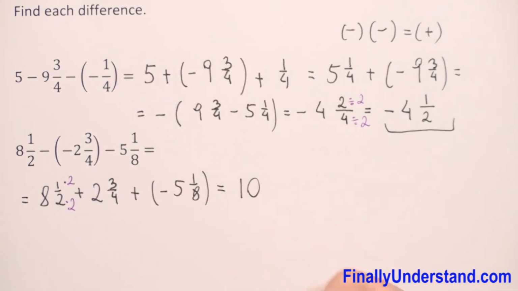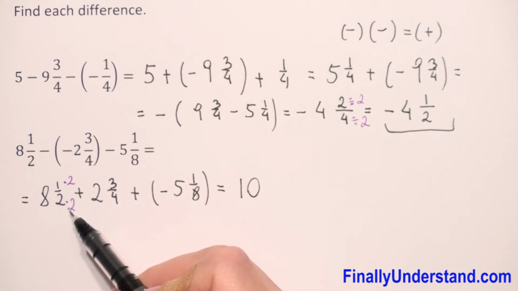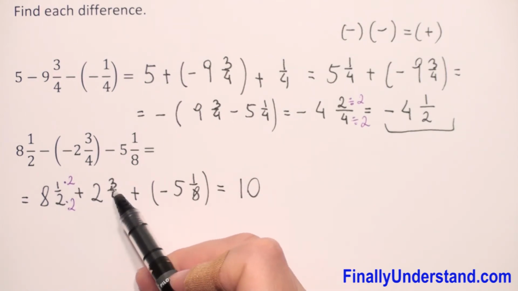So now we add whole numbers. 8 plus 2 is 10, and now we have to add these two fractions. So 1 times 2 is 2. 2 times 2 will be 4. So we have 2 over 4 plus 3 over 4.